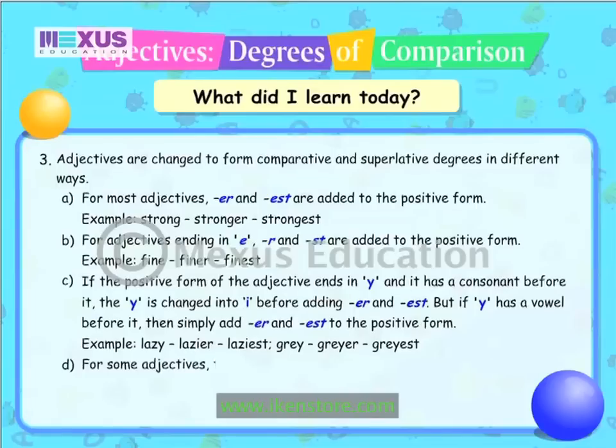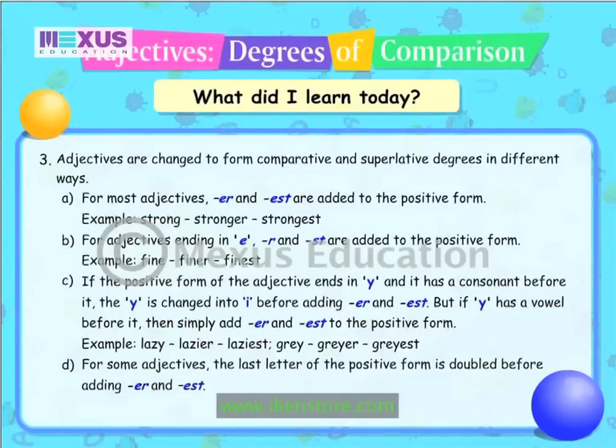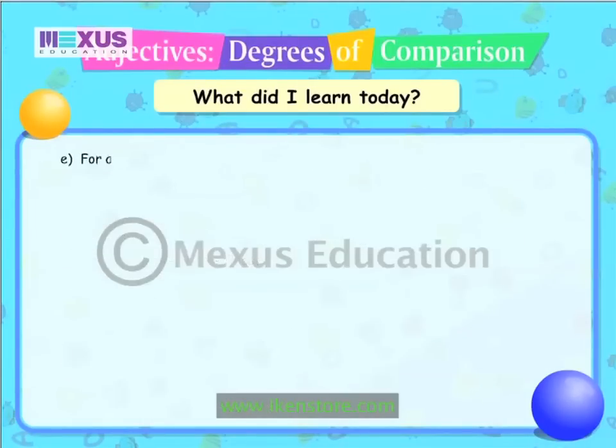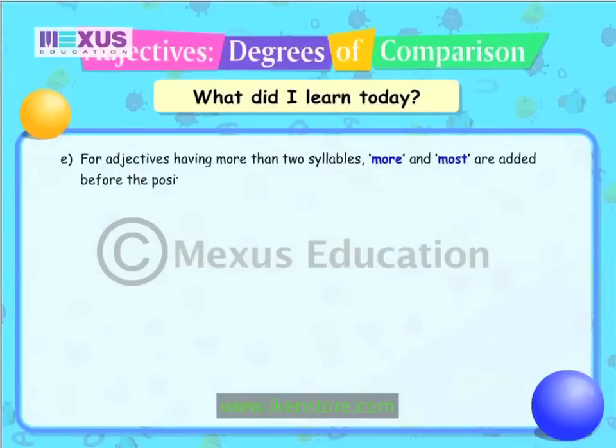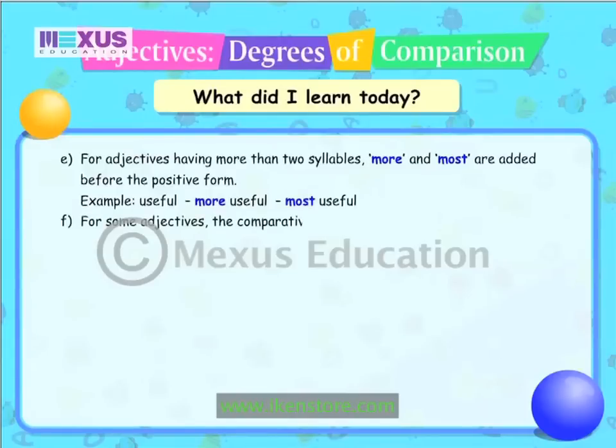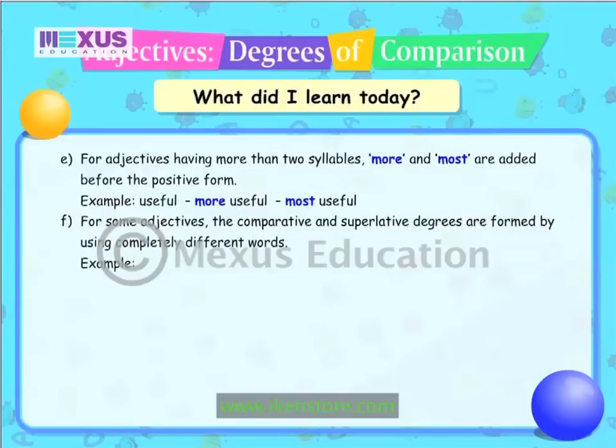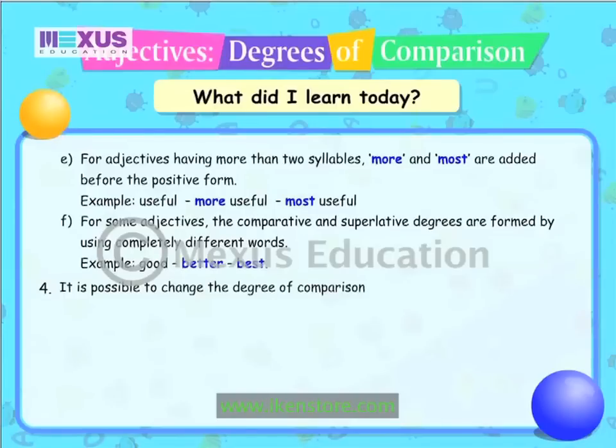For some adjectives, the last letter of the positive form is doubled before adding ER and EST. Example: fat, fatter, fattest. For adjectives having more than 2 syllables, more and most are added before the positive form. Example: useful, more useful, most useful. For some adjectives, the comparative and superlative degree are formed by using completely different words. Example: good, better, best. It is possible to change the degree of comparison of an adjective in a sentence without changing the meaning of the sentence.